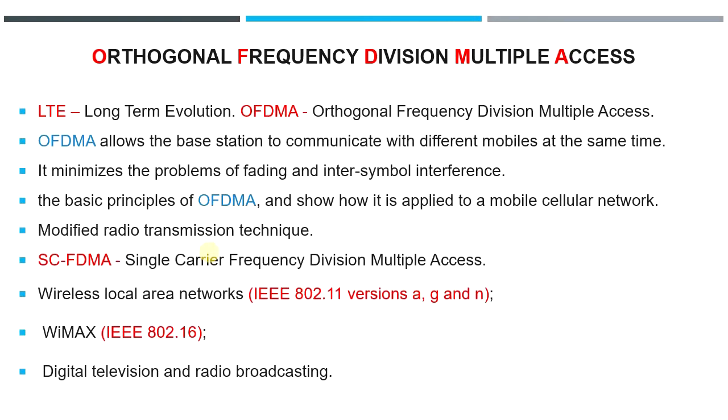But in this tutorial, we're going to describe the basic principles of OFDMA and show how it is applied to a mobile cellular network. We will also cover a modified radio transmission technique known as Single Carrier Frequency Division Multiple Access, or SC-FDMA, which is used in LTE for the uplink. We will explain this later in the video. OFDMA is also used by several other radio communication systems, such as wireless local area networks, WiMAX, digital television, and radio broadcasting.